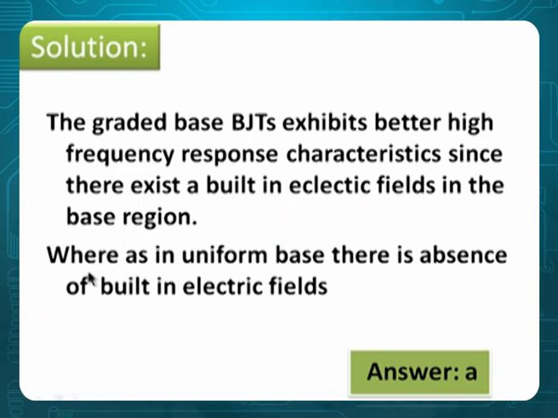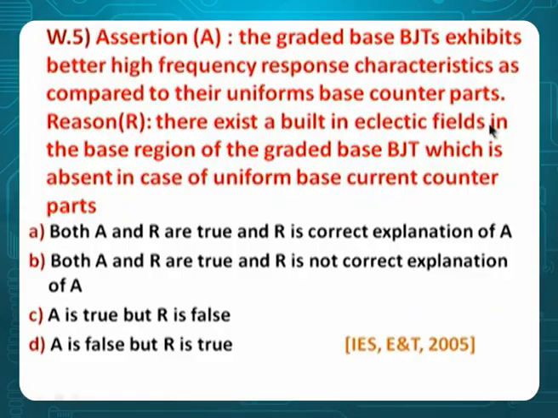because graded is always better compared to uniform. And when the base is uniform, there is no field. Let me read it once again: there exists a built-in field in the base region of a graded base which is absent in the uniform one. Because it is uniform, it doesn't have any gradient. When there is no gradient, the current will be less. That's why our option is A.